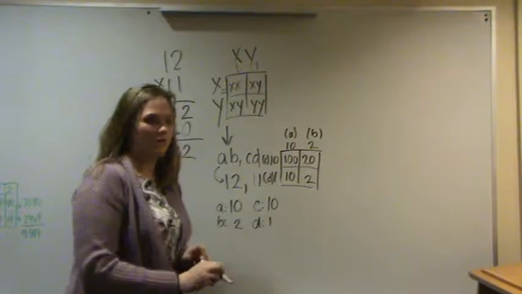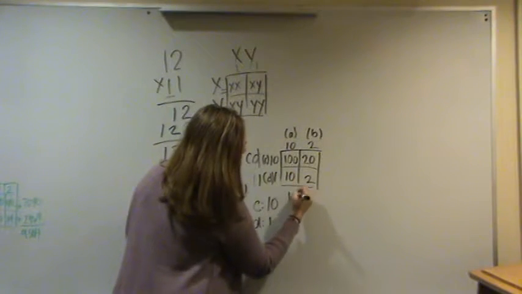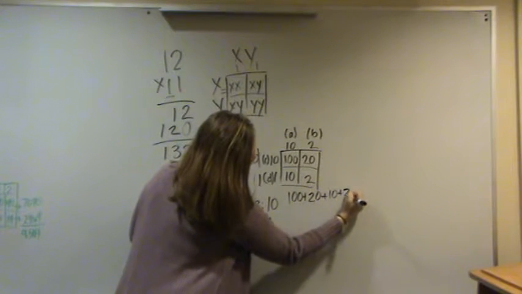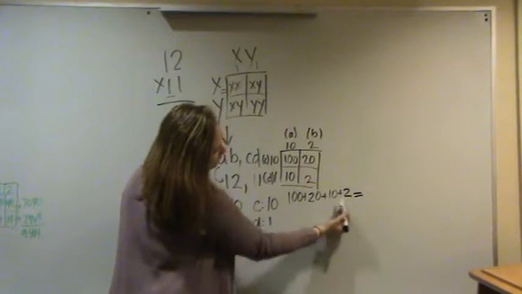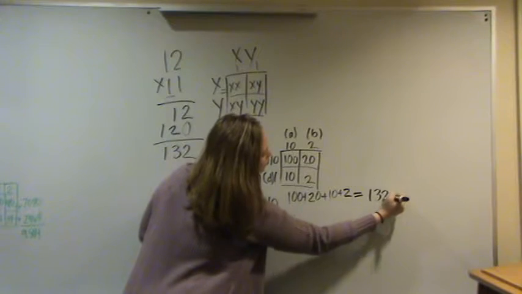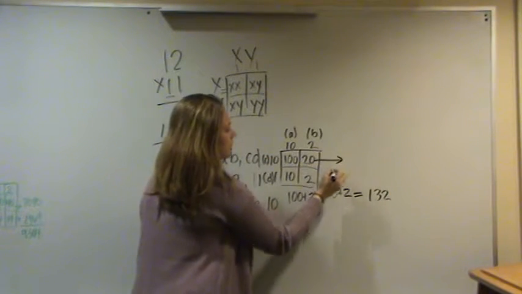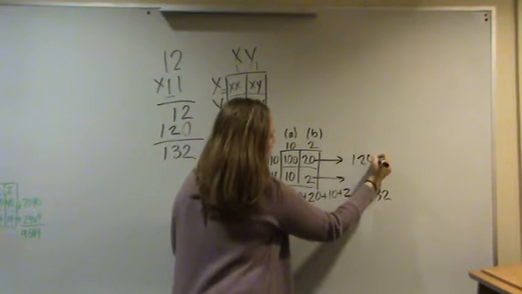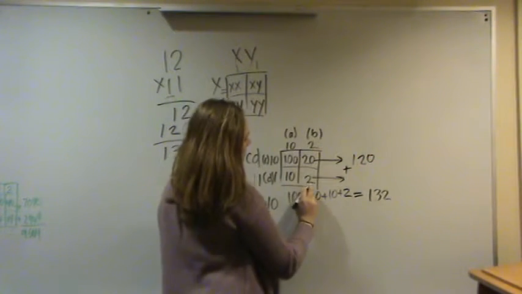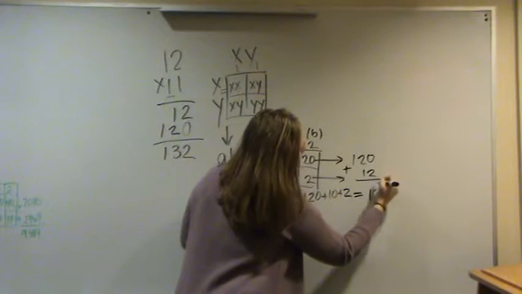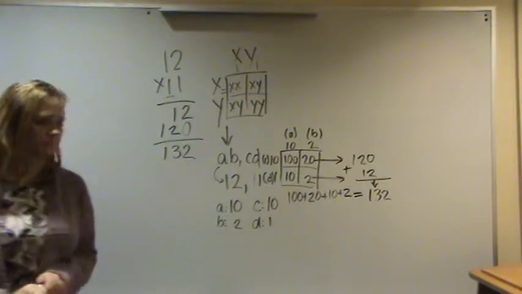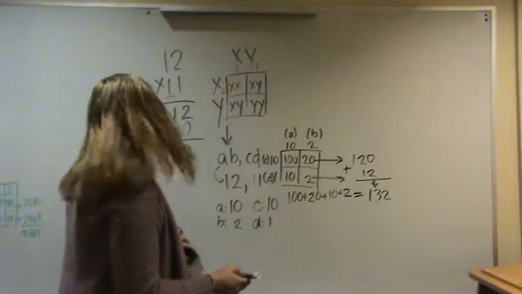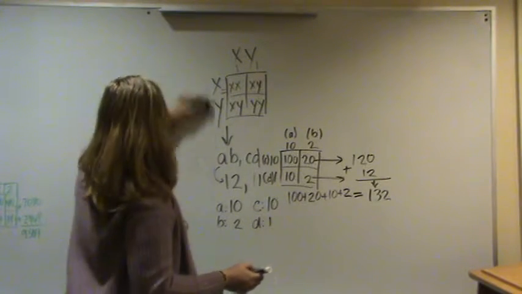Now we can do this one of two ways. We can add each box up to get 4 different things, so we get 132. Or we can just add across rows, and we get 100 plus 20 is 120, plus 10 plus 2 is 12, to also get 132. Now, as this was an easy problem, we're going to switch to a harder problem.